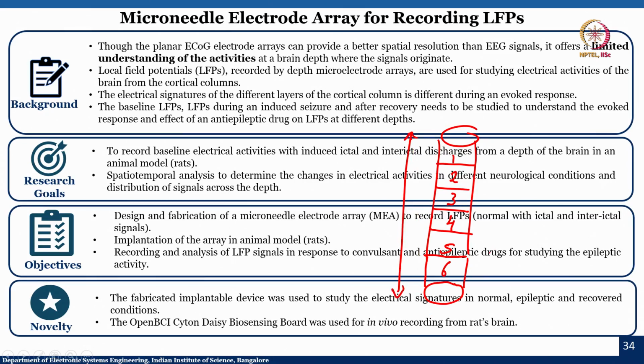Now, we are talking about the rat or rodent model. Now, layer 4 is an input layer. Layers 1, 2, 3 are the processing layers.